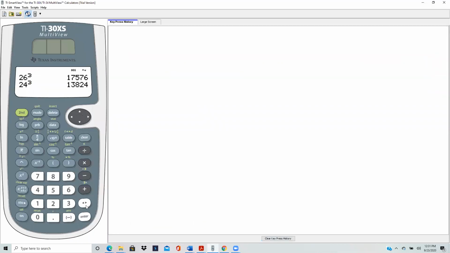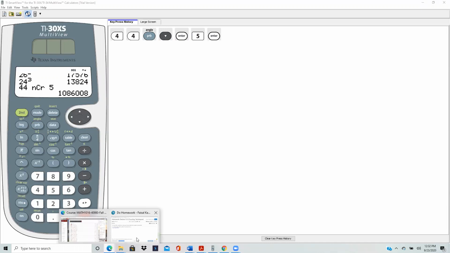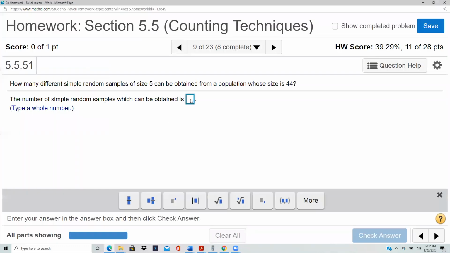So what you would do is you would do 44, and then you will hit this PRB button and you have to select NCR. So that's 2. So you scroll down to it, you hit that, and then 5. So that's 44 combination 5, and then hit enter. So 1086008.